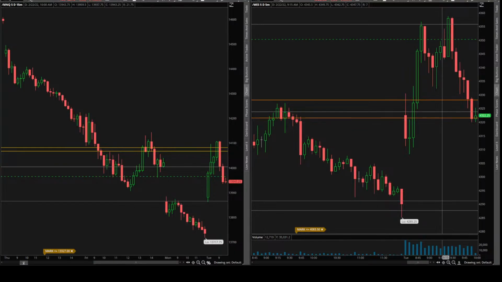NASDAQ can't quite do it. It's looking weak. Below the high of the day. Can't quite do it yet, at least. Still need to get up a bit higher.